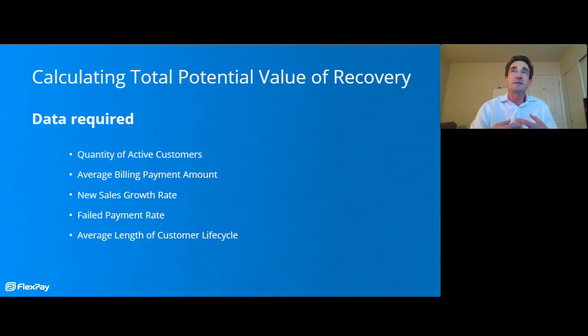Now, if we want to look at this and measure this for our entire business, the data you want to bring into the equation is you want to look at how many active customers you have that are currently working with you. What is the average billing amount that they make on a billing cycle? What is your new sales growth rate? What is your failed payment rate? I urge you, if you don't know this value, to calculate this. Go ask your accounting, your payments team, how many payments are being declined on a monthly basis, because that's a really important metric for you to understand for your business. And then lastly, what is the average length of customer lifecycle overall?